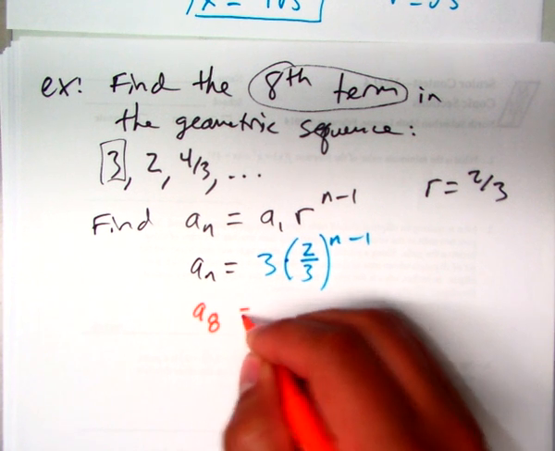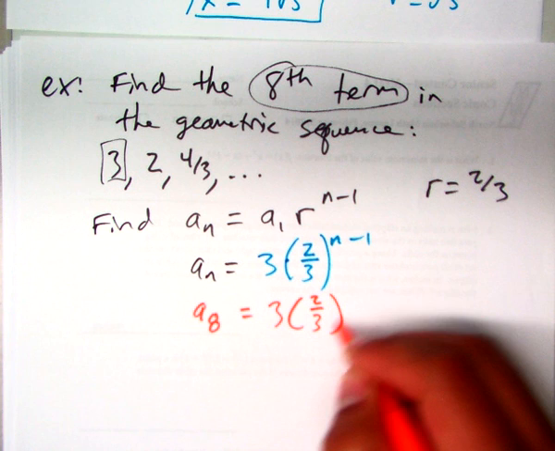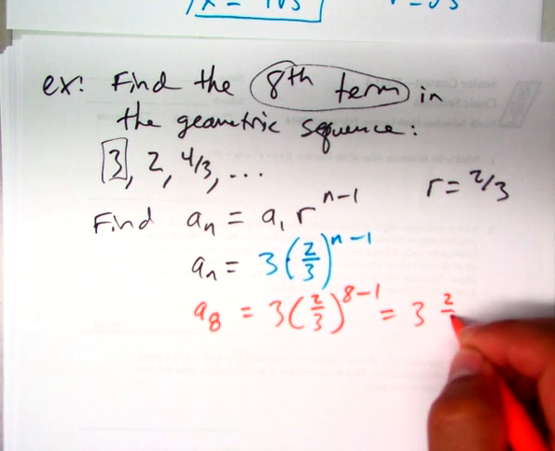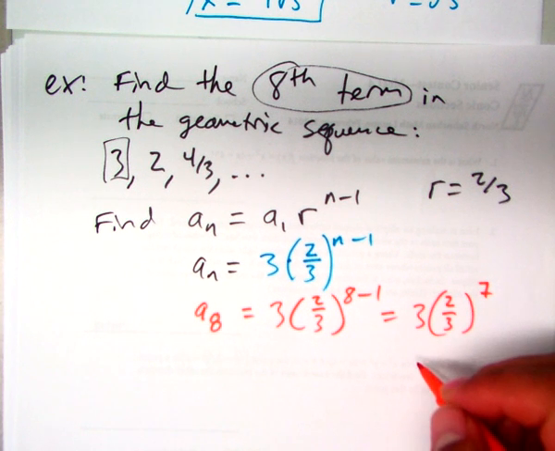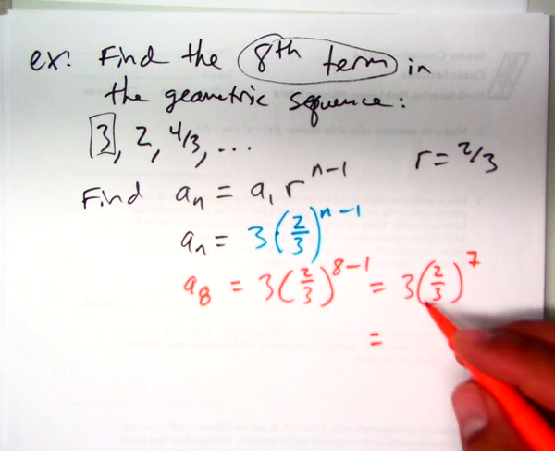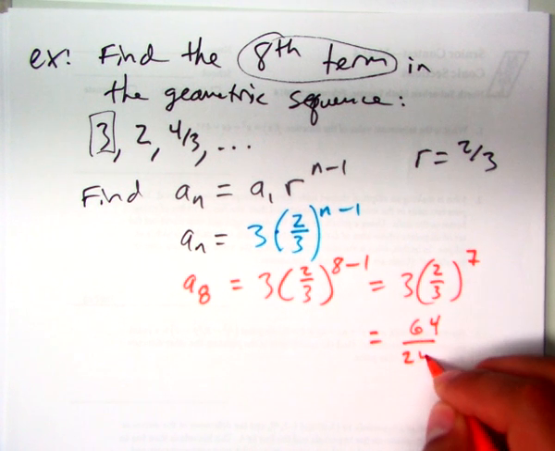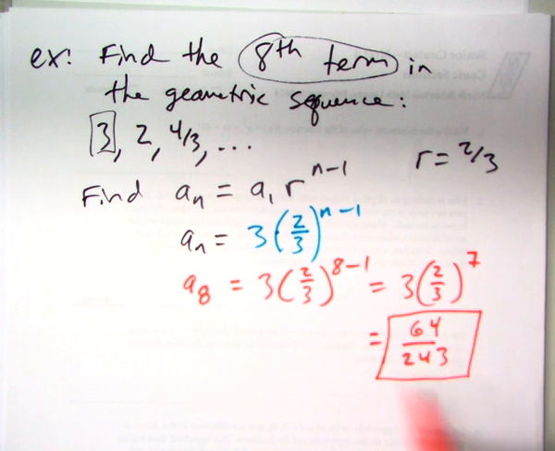Now if I'm looking for the 8th term, all you do is plug 8 into the exponent. So this becomes 3 times 2/3 to the 7th power, which if you type it in the calculator or do it by hand, you get 64 over 243. So this would be the 8th term in this geometric sequence.